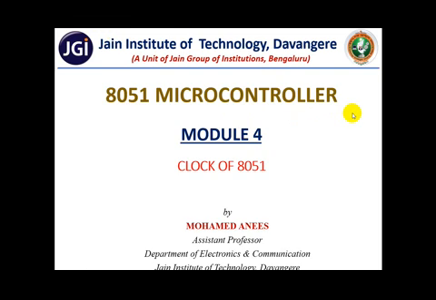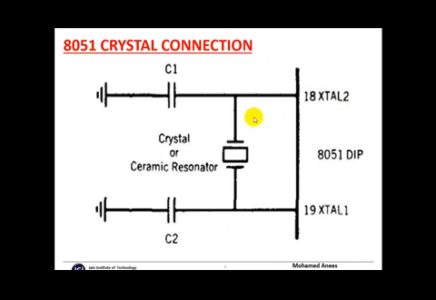If you remember the pin diagram we had discussed in module 1, 8051 has two pins, namely crystal 1 and crystal 2. They are the 18th and 19th pins. So this is part of your 8051. To these pins we are connecting a crystal.